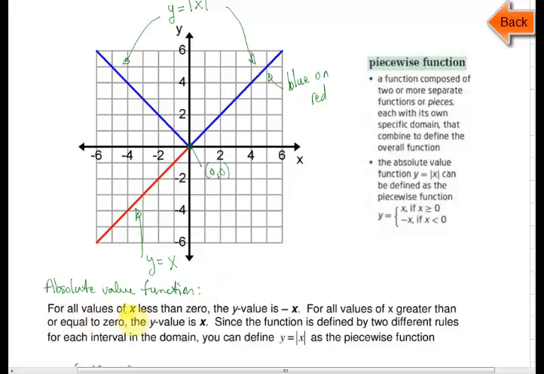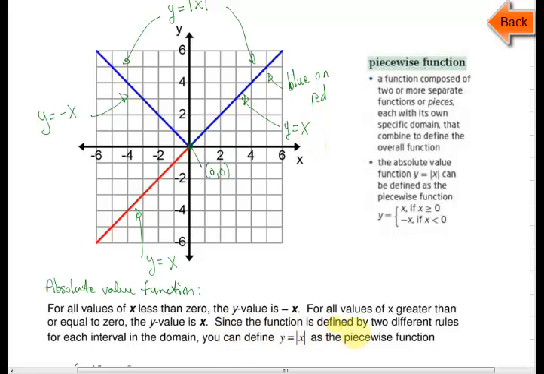So for all values of x less than 0, that means everything to the left of the origin, the y value is negative x. What that means is that this part of the graph is y equals negative x. For all values of x greater than or equal to 0, so that means from the origin and up to the right, the y value is x. So that means that this part of the graph is y is equal to x.